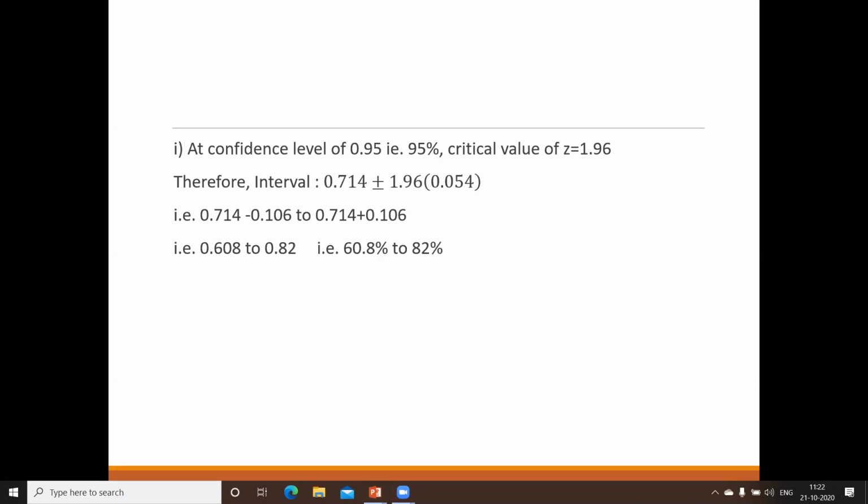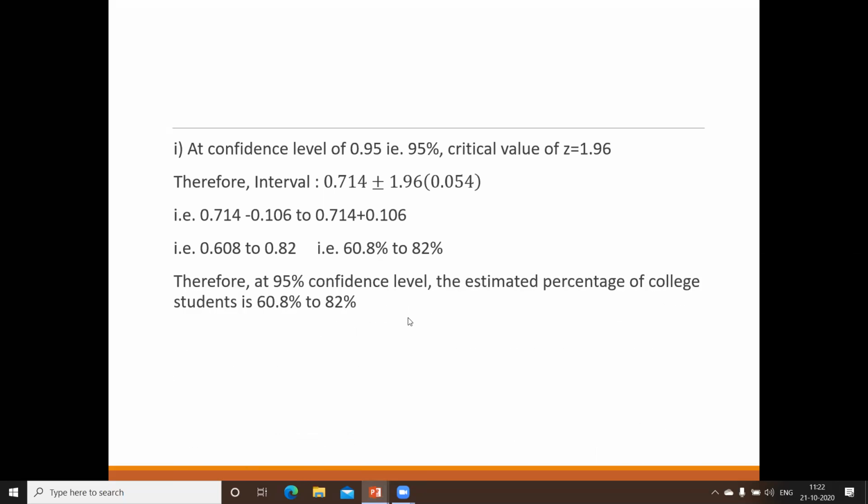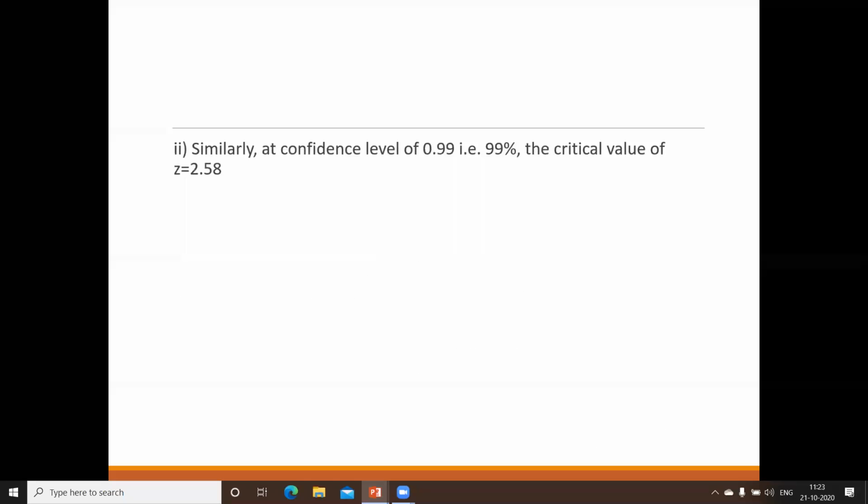Okay. Now for the second one, at a confidence level of 0.99, or you can say 99%, your critical value, I have taken the value as 2.58. Okay, if you want to be very precise, you can also take up to 3 decimal places, that is 2.575. No problem at all. Okay, but if the value of z is not provided to you in the question, especially in the exams, you can make use of 2.575.